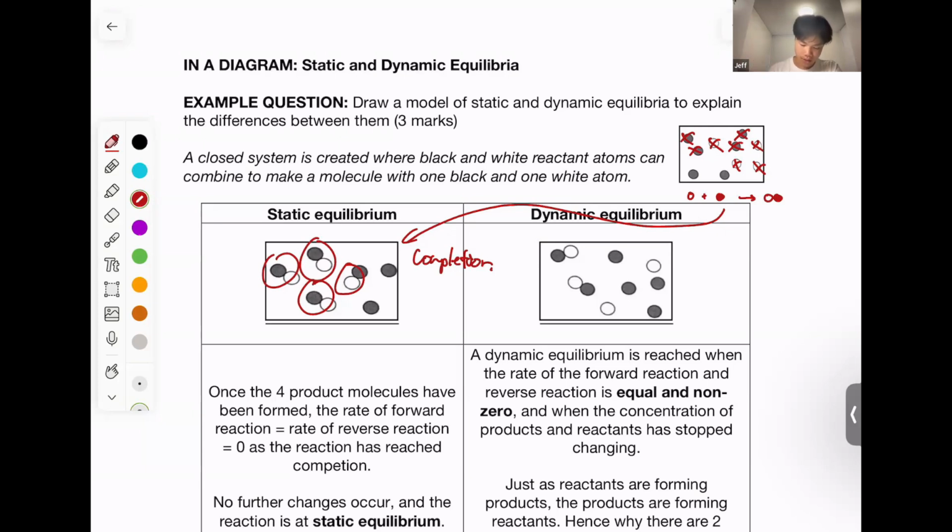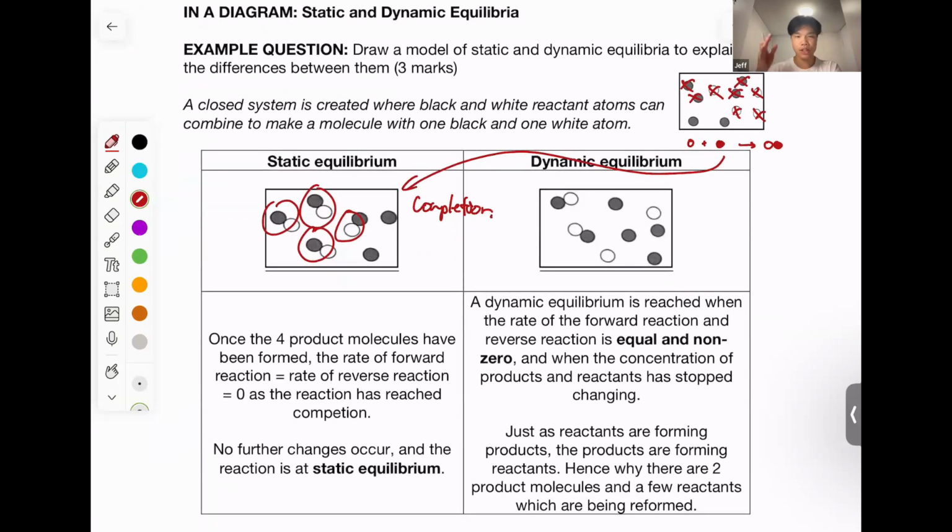If this was the case, that would mean the forward reaction is now 0. And because the reaction is irreversible in static equilibrium, you are not reforming any reactant. Hence, that's why you have no white atoms left. Thus, because the rate of forward and reverse reaction are both 0, this is a static equilibrium model drawn as a diagram.